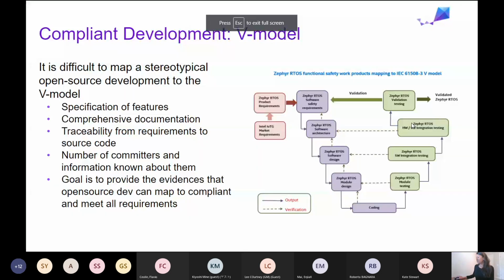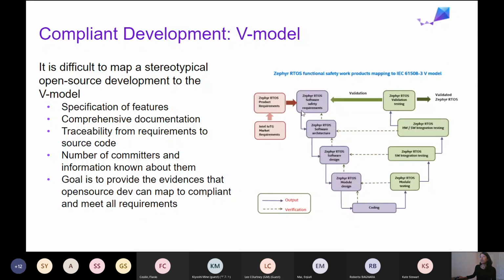So a lot of you are probably familiar with the V model, right? The V model shows a normal or compliant software development process where you really begin with requirements, and then you write architecture design specs, module specs, etc. And then eventually you get to your code. And at each step of this, there is some sort of verification or validation that's required.